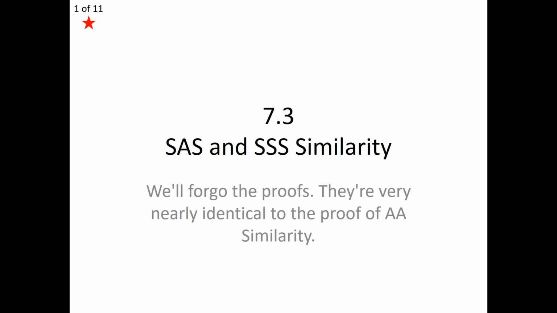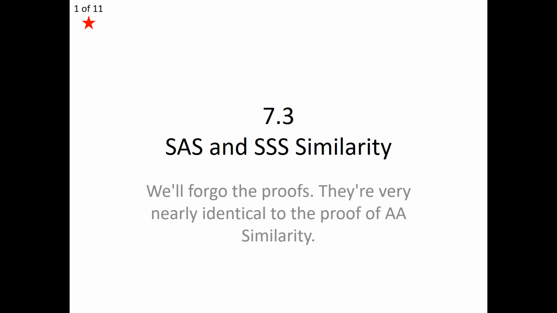Hello, this is Mr. Gilmore with the 7.3 side angle side and side similarity. Now, what's going to happen in this lesson is we are going to forego the proofs of side angle side and side similarity because they are nearly identical to the proof of angle angle similarity.